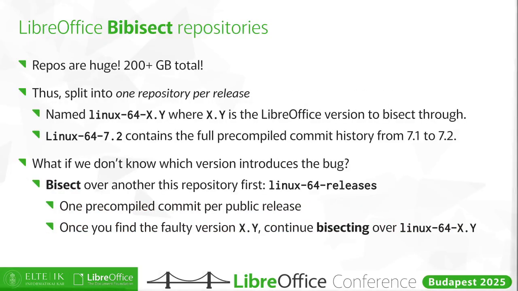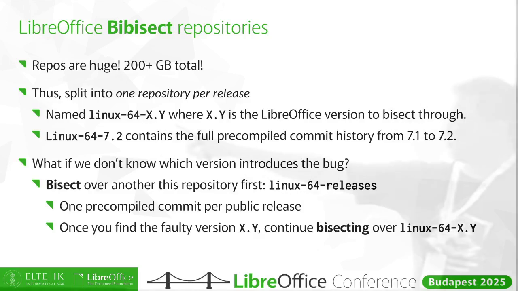Now, one caveat. LibreOffice bisect repositories are huge. We're dealing with binaries here. The total amount of space taken by, if we had, one full repository, would be over 200 gigabytes. In my computer, it's about 240. So it can take resources from the servers. It can take a very good while to download. So what the QA team has done is to split them into versions. And this is a very specific caveat of LibreOffice's Bibisect.